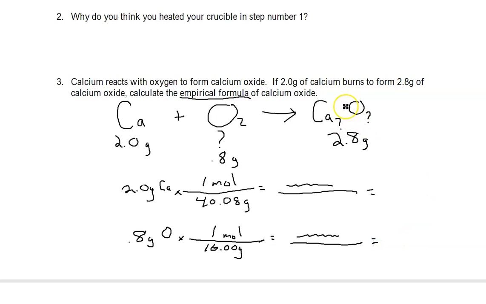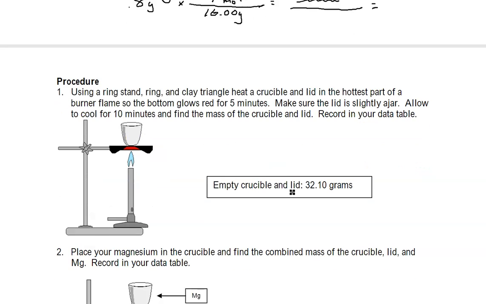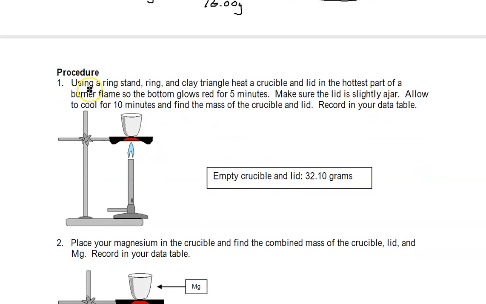If you figure this one out, you should get a mole ratio that gives you the correct empirical formula for calcium oxide. So I'll let you guys finish that as part of your pre-lab, but that's how you would generally set that problem up. As you go through and read the procedure, you'll write down this data in your data table.